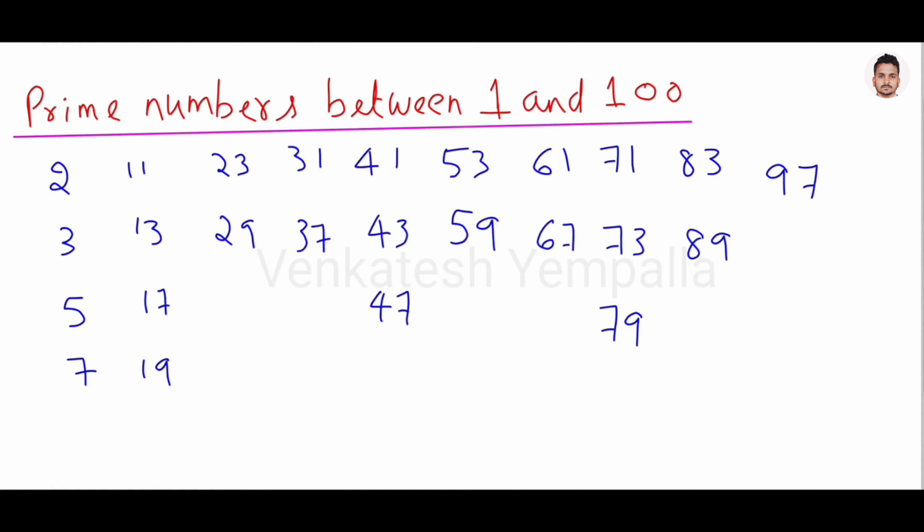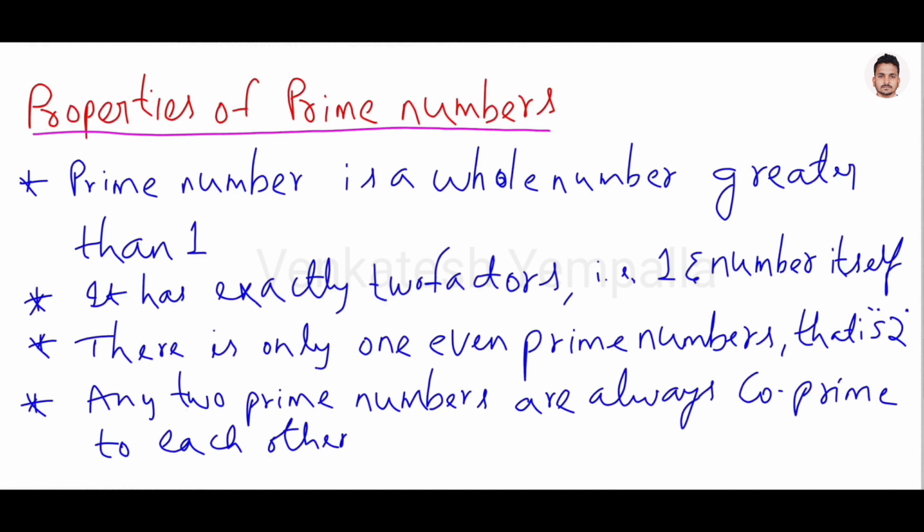And we have seen the prime numbers between 1 and 100. What are those? 2, 3, 5, 7, 11, 13, 17, 19, 23, 29 and so on. Next, we have seen the properties of prime numbers. Four important properties are there.